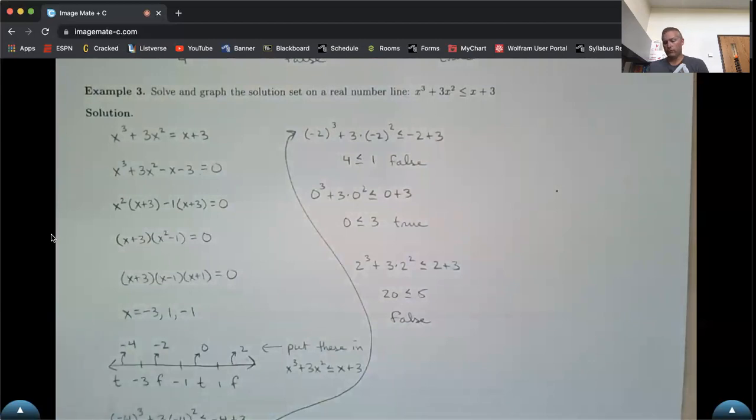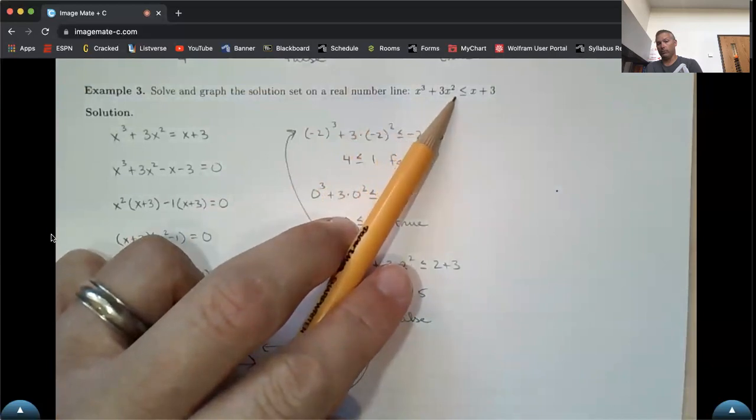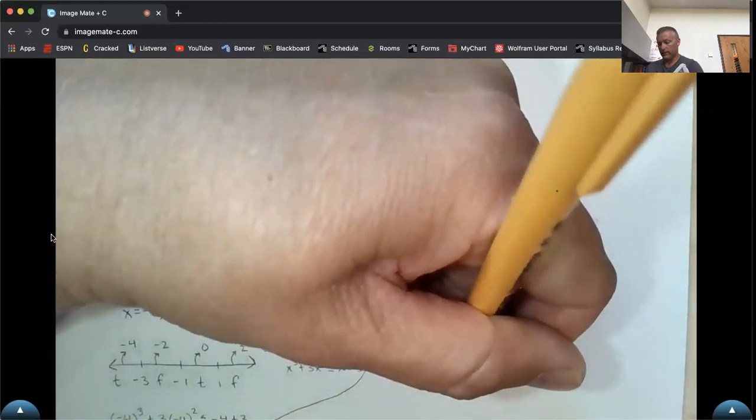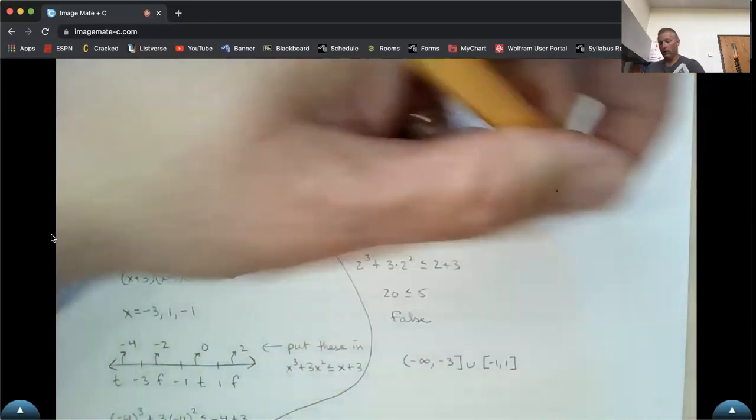So we have a true statement before -3 and between -1 and 1. Since we have an or equal to on our inequality, we'll use brackets. So that's -infinity to -3 union -1 to 1.